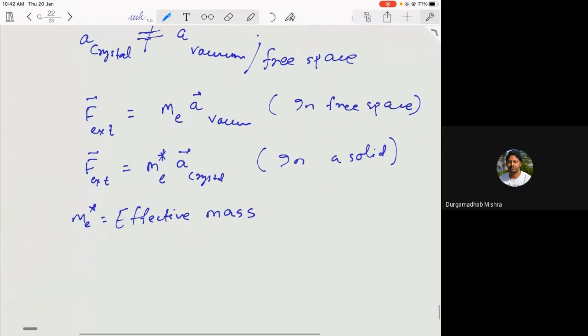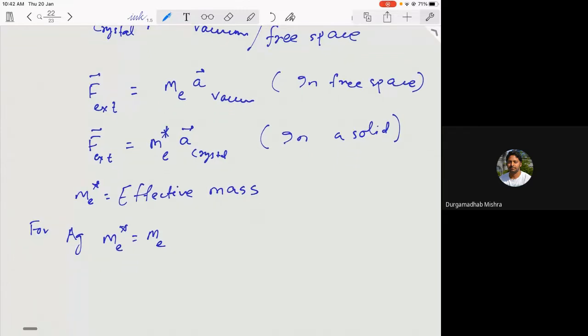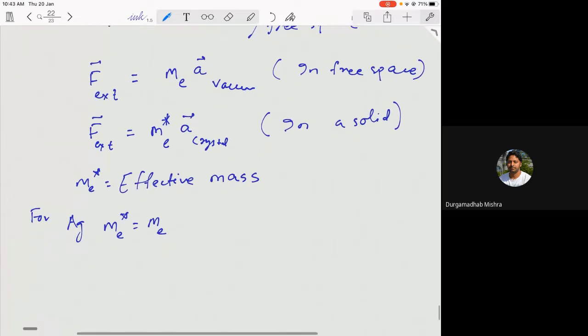For example, if you take silver, this effective mass is exactly similar to Me. Silver is a conductor, and for most conductors, Me star will be equal to Me, maybe a little bit different. But on the other hand, take lithium, for example: Me star can be 2.2 times Me. So it appears much heavier than a free electron.